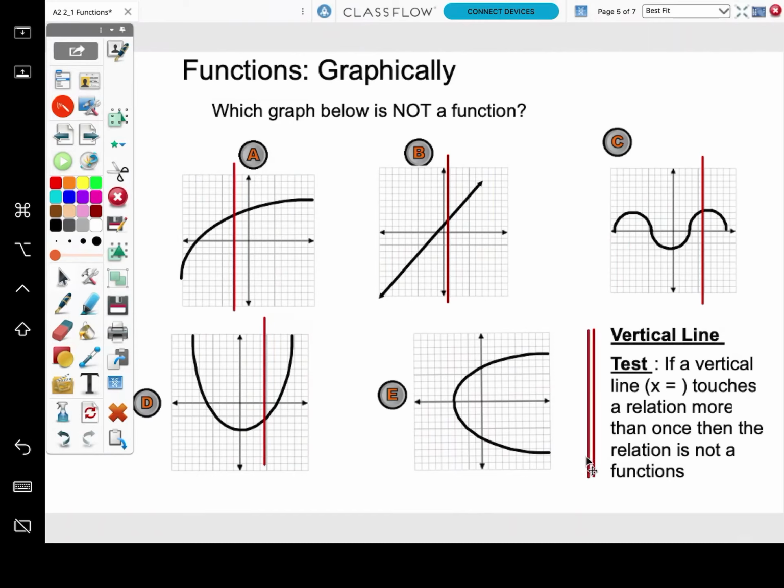And so that leaves this one, and that one kind of just fails the vertical line test miserably. So our answer is E is not a function. All right, so this one is not a function.